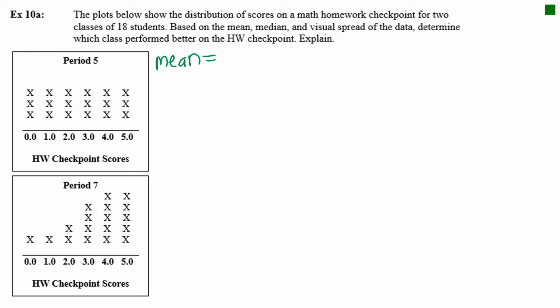You add them all up, you're going to get a total of 45 divided by the number of students, 18, the number of x's, 18, and that's going to give you a mean of 2.5. Okay. Now, for the median is a number in the middle.